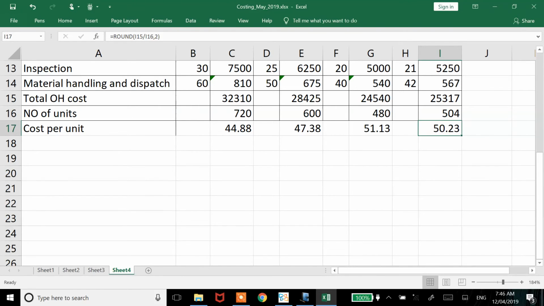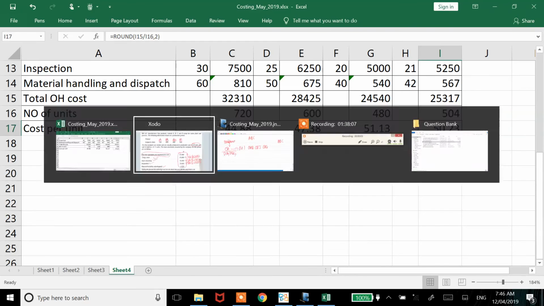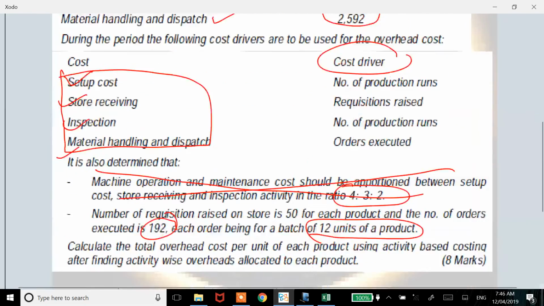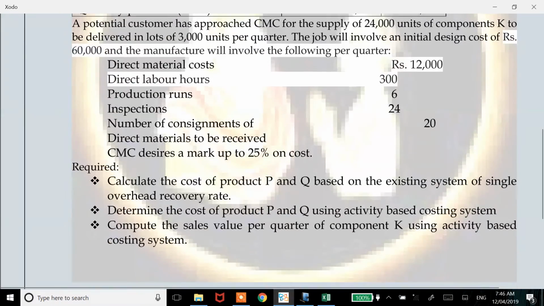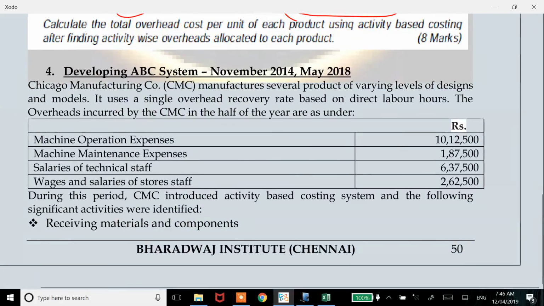Okay, we'll try to do a problem where all steps are done. This was a problem where only the ABC part of overheads was done. Okay, let's look at question number 4. Go through question 4. Quickly read through question 4.